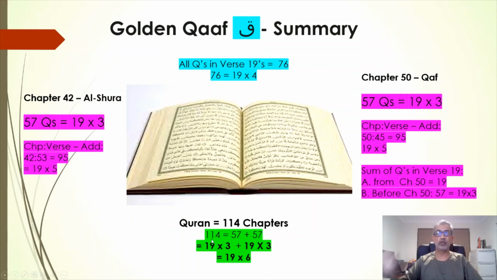And both of these 57 end up being 114, which is the number of chapters in the Quran. They're all divisible by 19. The 19 interlocking is still there. So this is really, really impressive. I hope you liked it.